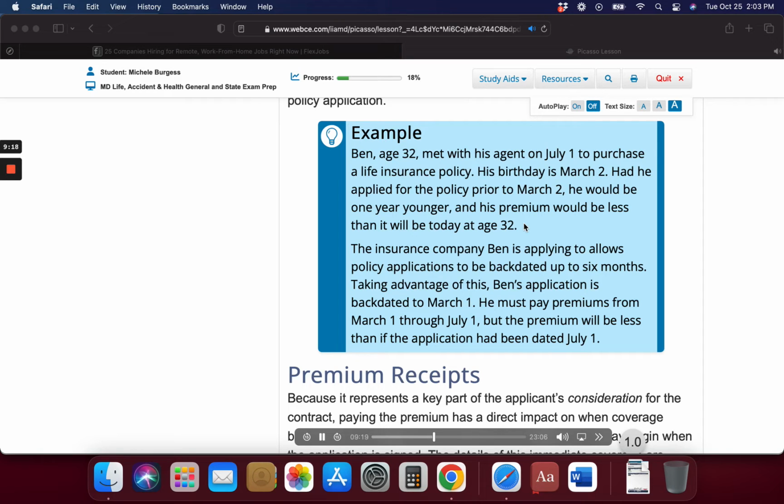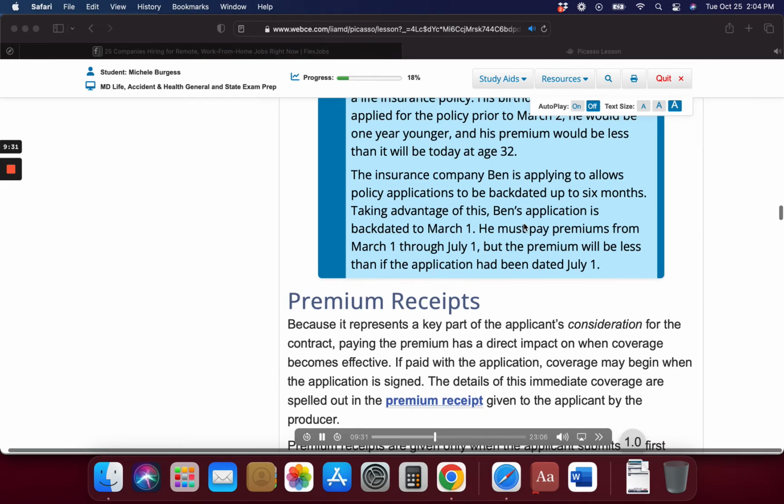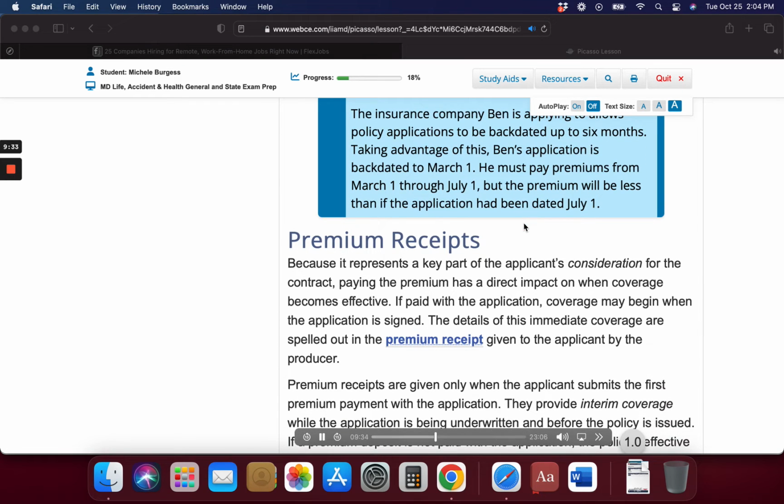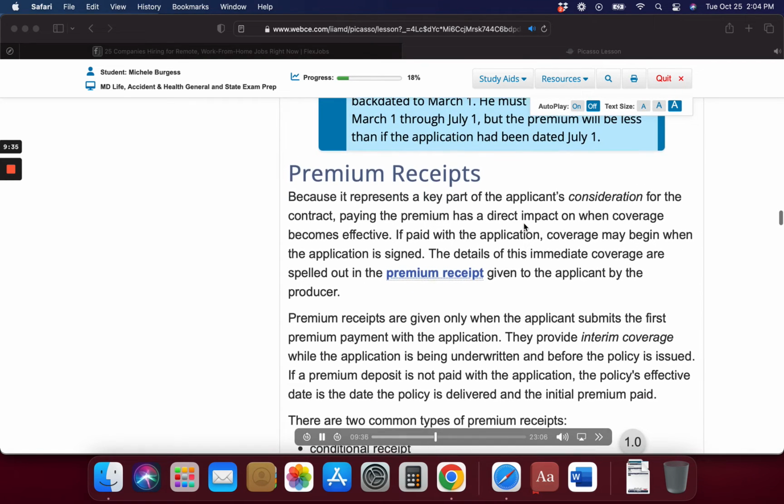The insurance company Ben is applying to allows policy applications to be backdated up to 6 months. Taking advantage of this, Ben's application is backdated to March 1st. He must pay premiums from March 1st through July 1st, but the premium will be less than if the application had been dated July 1st.